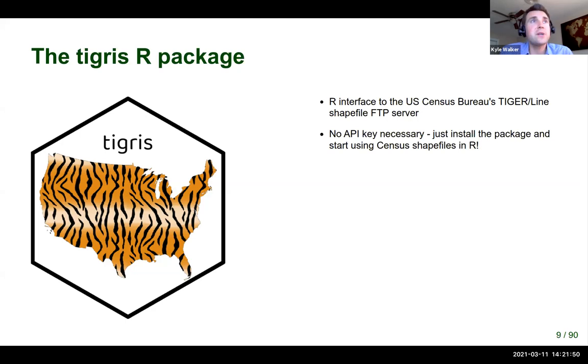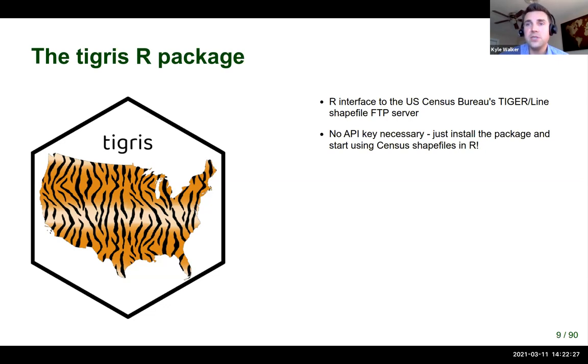And so Tigris, here's my attempt at making a hex sticker logo for the package. Tigris is named as such because I couldn't really think of a good name. Naming projects is really, really hard. For those of you who are developers, this will certainly resonate. And so I just took the scientific name for Tiger. I thought about Pantera, but it was too much like the band. And I thought about, say, R Tiger Line, but that was kind of boring. So Tigris it is, that stuck.